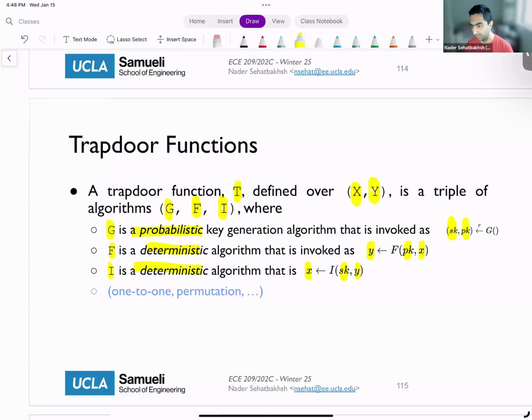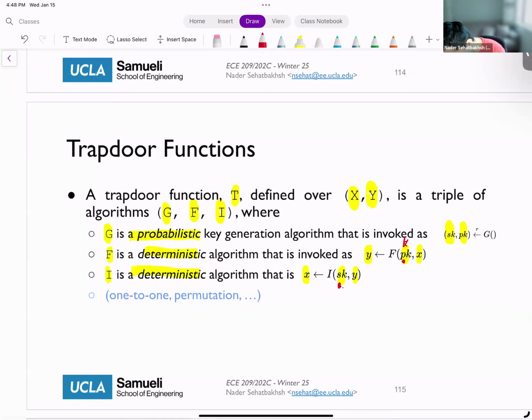And then you can see that this is very similar to symmetric. The only difference is that you see SK here and PK here, versus in our, for example, PRP and PRF, where we had the same K over here and over here, right? So that was the big difference. And of course, in order to have correctness, these functions have to be one-to-one. In other words, they are permutations.